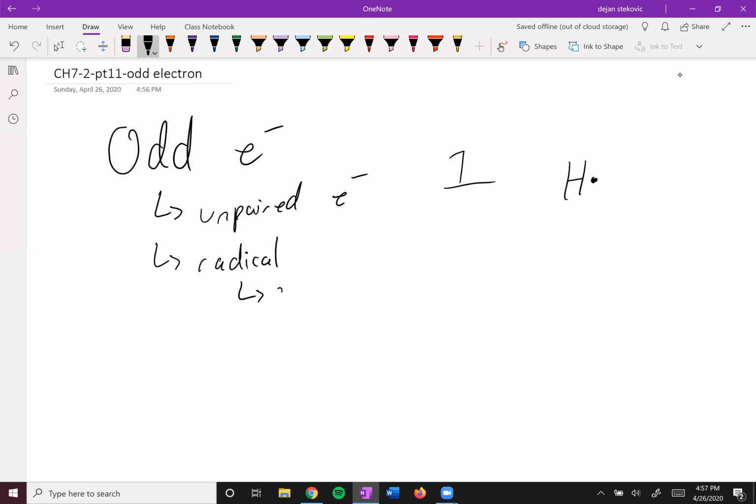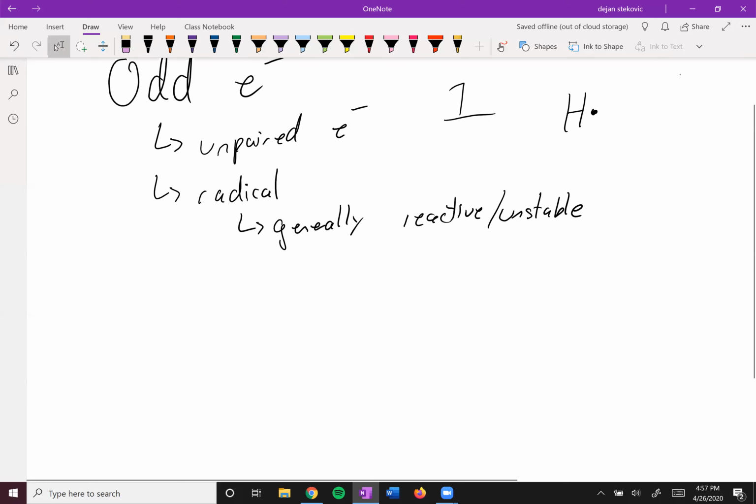These are generally reactive/unstable. So they do exist, but they're relatively unstable. So that kind of makes our model look good. It is an exception to the model, but it's not that stable, so not bad.